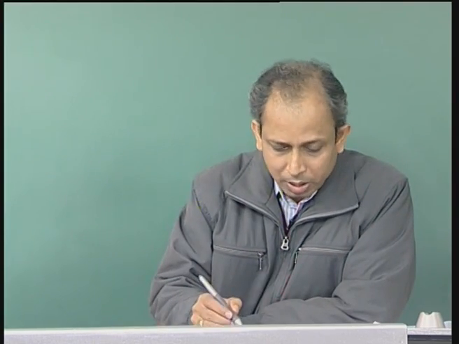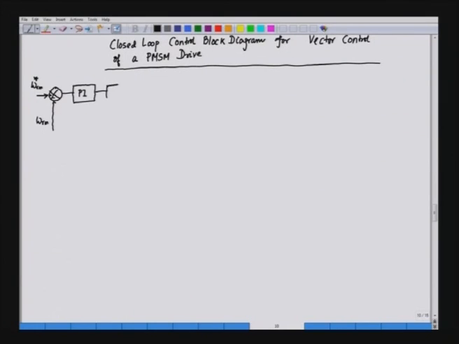So, we multiply this with a factor that is coming from the field weakening performance, and then what we obtain here is the reference torque T e, and the reference torque is divided by a constant to give us the torque component of current.